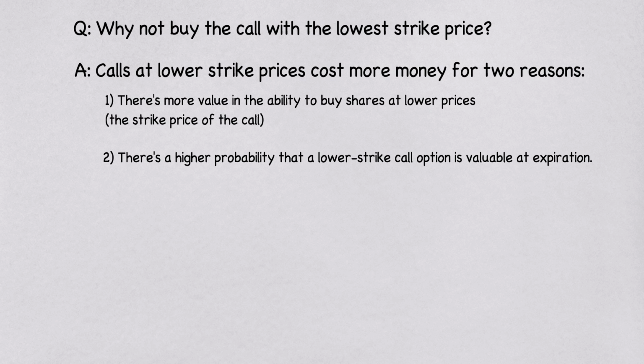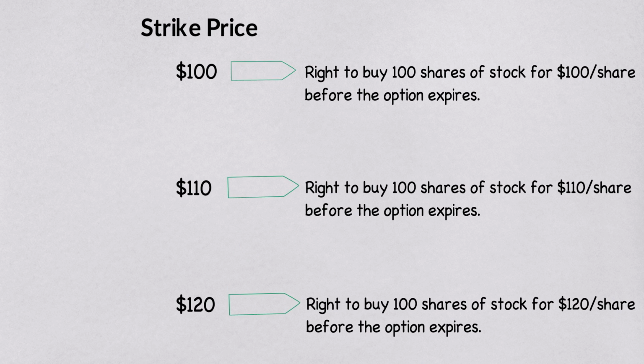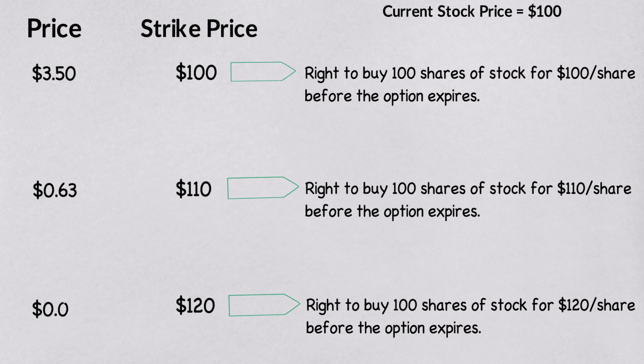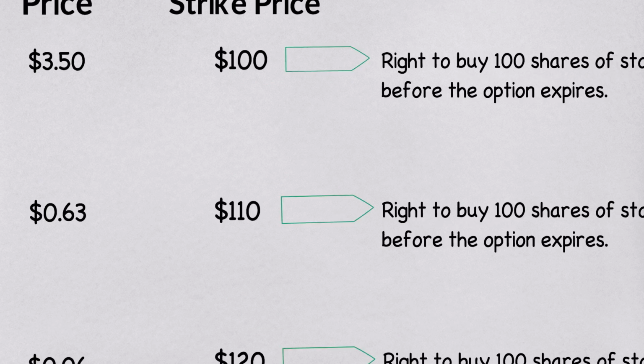So if we go back and look at the option prices at each strike, let's say the stock price is currently at $100 and we look at the call option with the strike price of $100. That option might be worth $3.50 and the call with the strike price of 110 might be worth 63 cents, while the call at the strike price of 120 might be worth 6 cents.